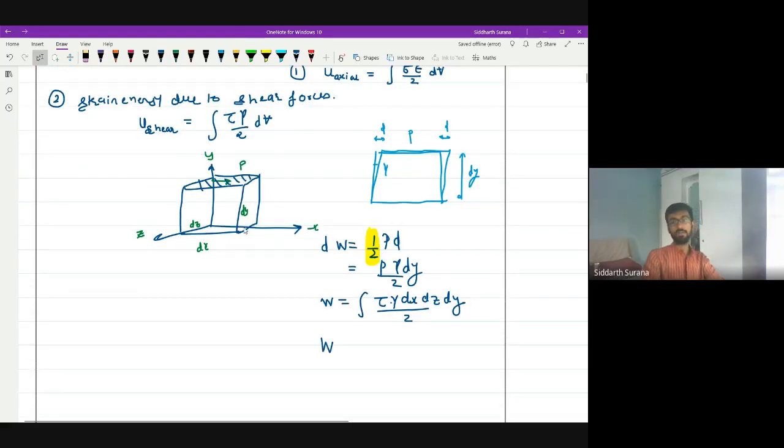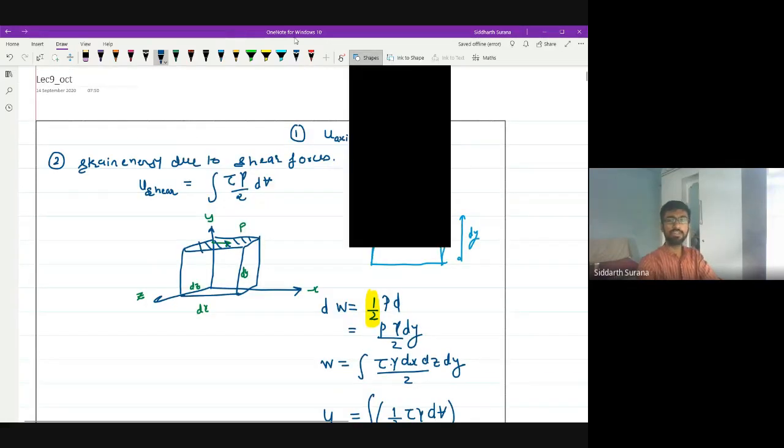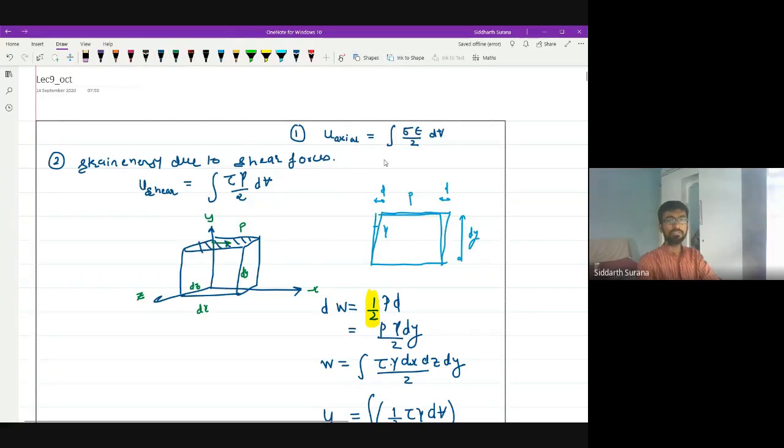And after that, W by V is equal to, and you can also write the work or strain energy as half tau gamma into d. So that is just another way of writing it. But how to remember it, I have already told you, because we are in competitive exam preparation right now. So this is how you can remember it, right? So this was strain energy due to shear forces.